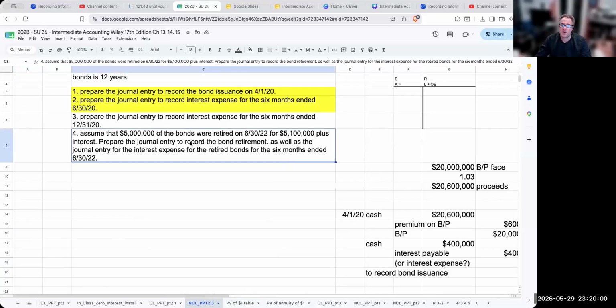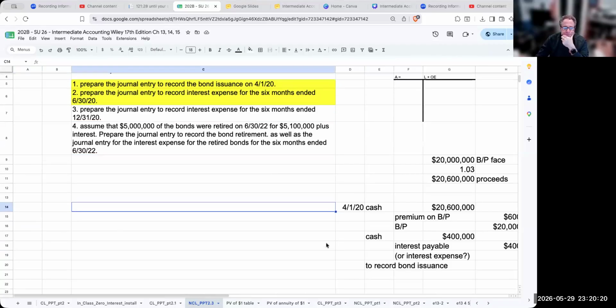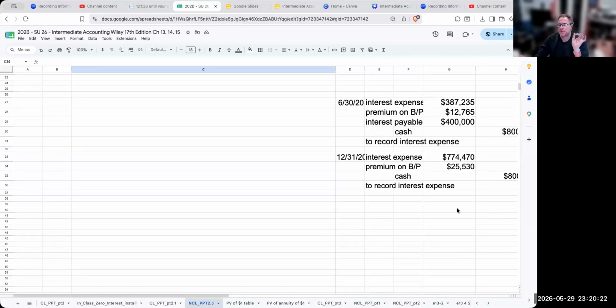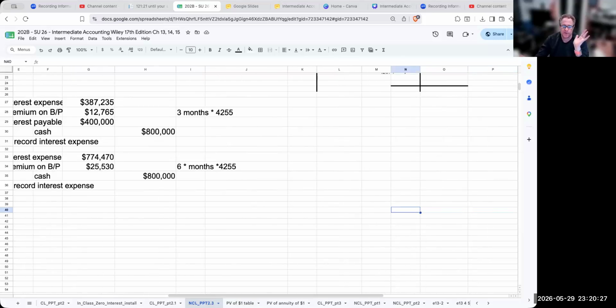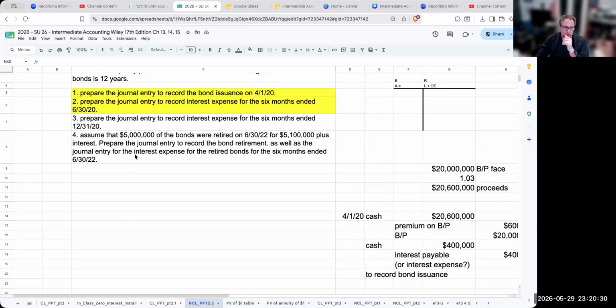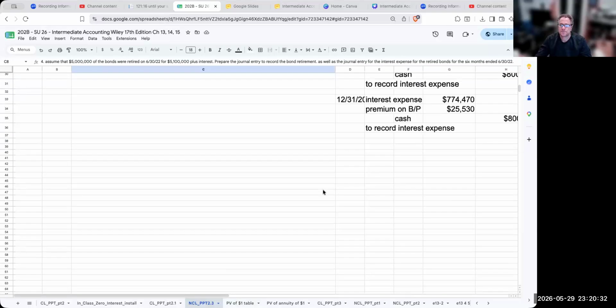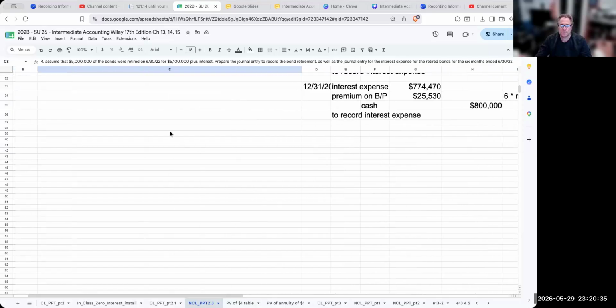Assume that 5 million of the bonds were retired on 6/30/22 for 5.1 million plus interest. And prepare the journal entry to record the bond retirement, as well as a journal entry for the interest expense for the retired bonds for the 6 months ended 6/30/22. Okay. So before we even get into bond retirement, I'm just going to copy this down over here. So let's just bring this down here.